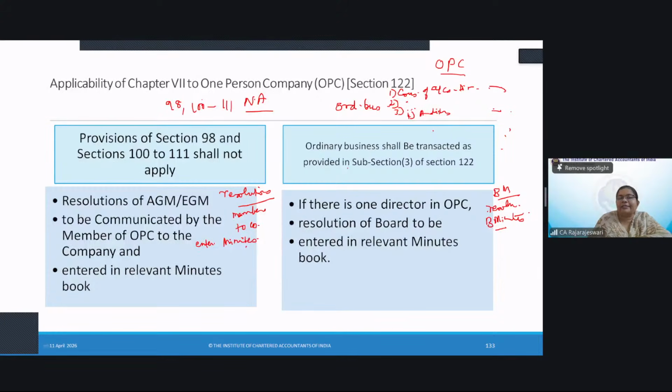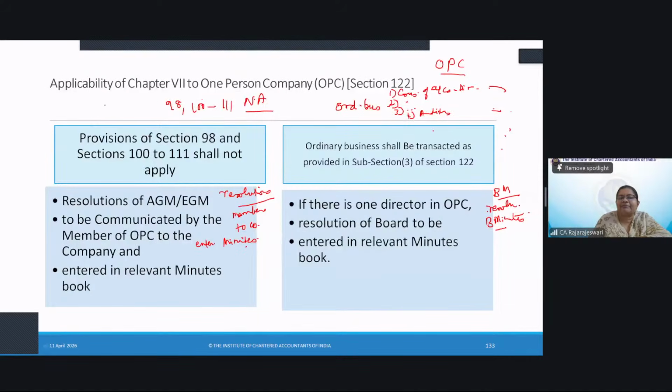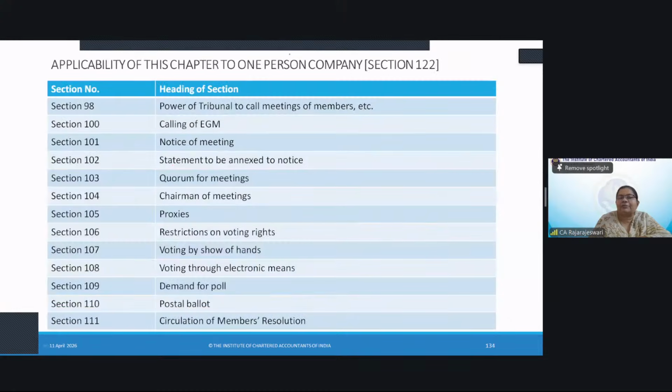So we will go into detail on which provisions are not applicable. Now they have specified 98 and 100 to 111. What are they which are not applicable? So these provisions are not applicable.